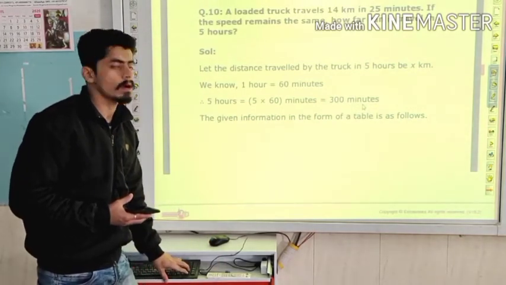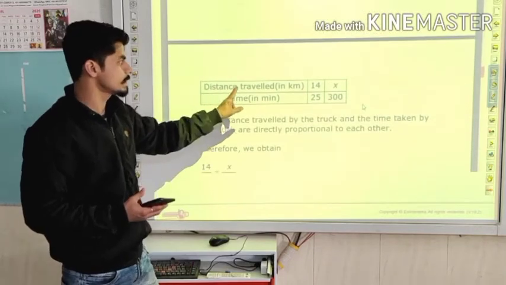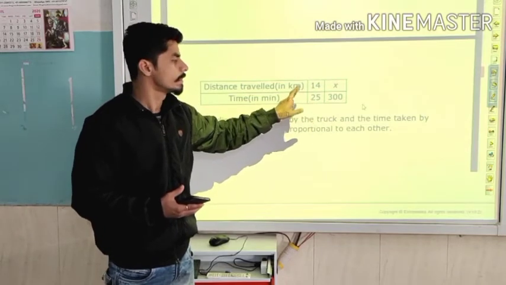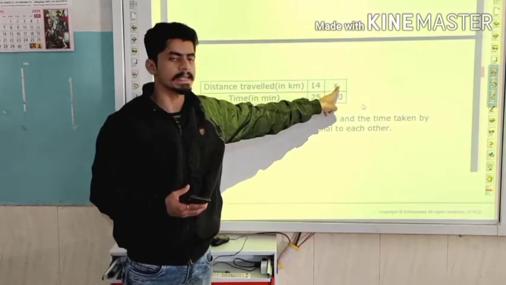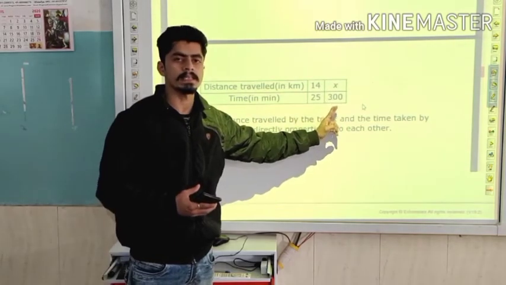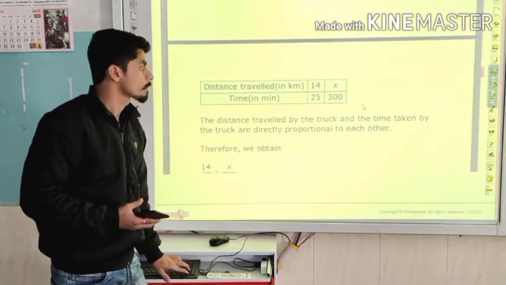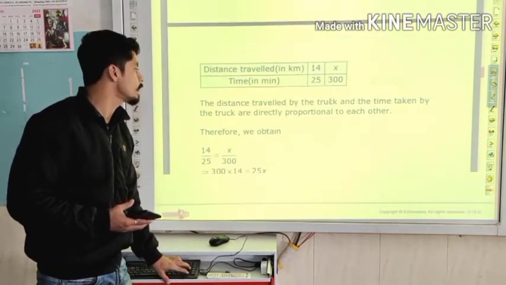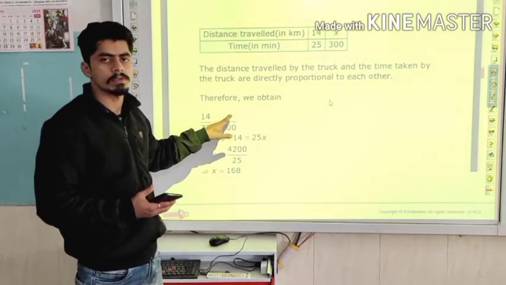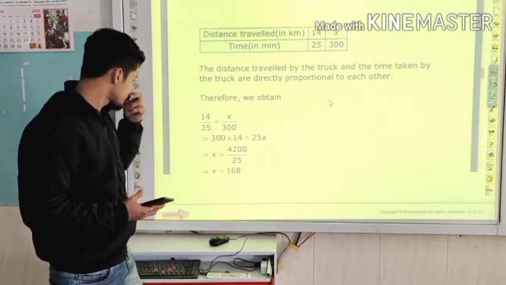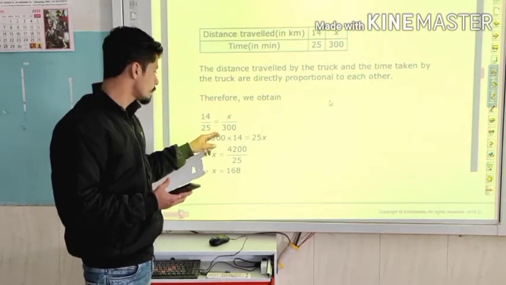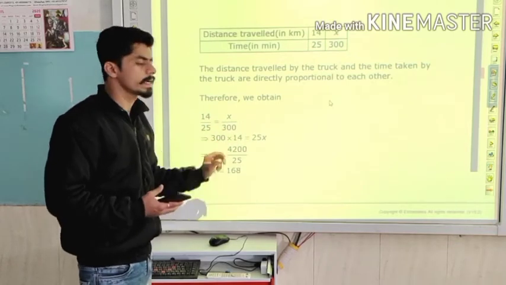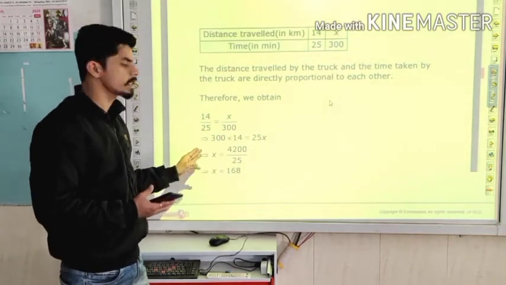So let's make a table of the given data. The distance travelled in kilometer is 14 and the time taken by the truck is 25 minutes. Now we have to find the distance, so we take it as x, and the time taken by the truck is 300 minutes. So 14 ratio 25 and x ratio 300 will be proportional to each other and we get 14 upon 25 is equal to x upon 300. After this we have to do cross multiplication. 14 into 300 is equal to 25 multiplied with x, and 25 will be transferred from RHS to LHS from multiplication to division form.